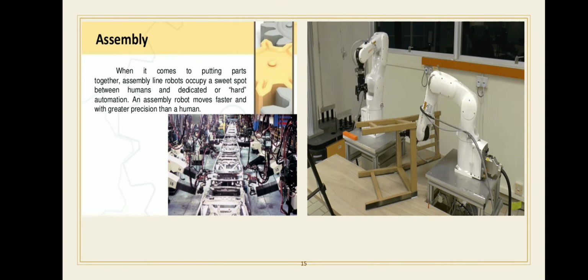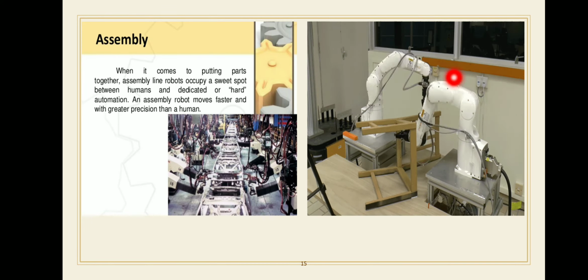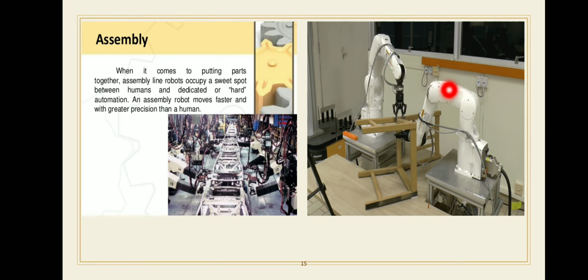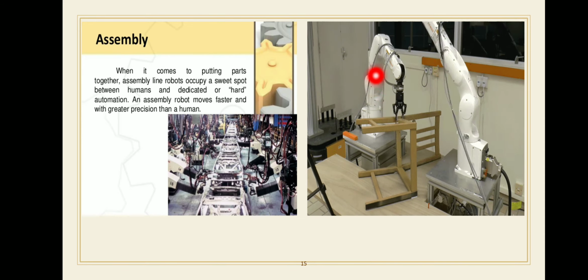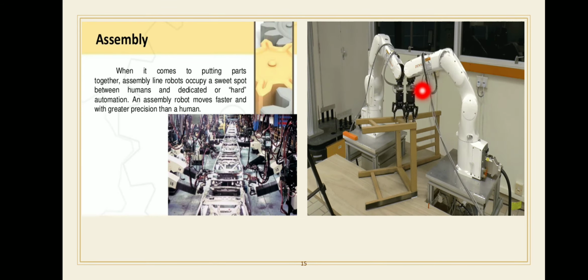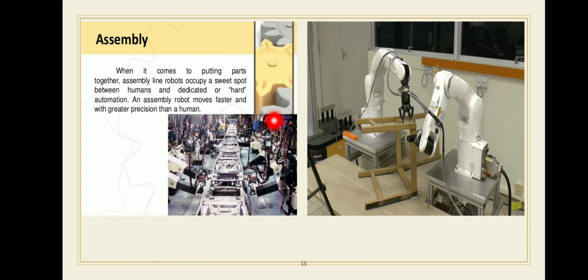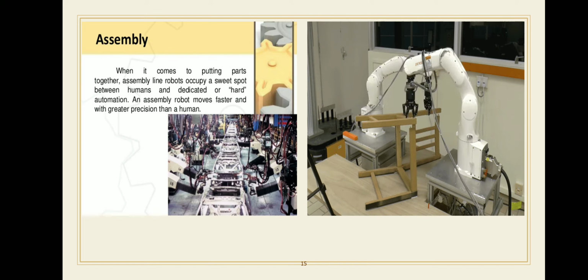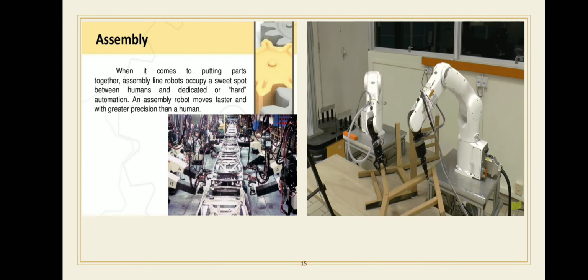This animation shows exactly the application of an industrial robot for assembly purposes. This image shows the assembly line where a robot can perform an assembly operation.